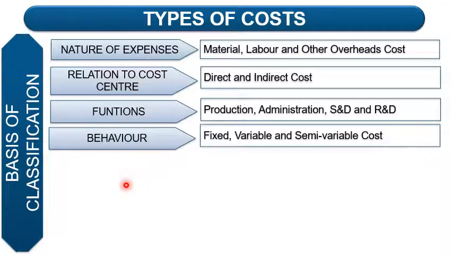Now the next is the basis of classification on behavior. Behavior means the pattern, the characteristics. Now as we have basically known about these three factors, that is fixed, variable and semi variable cost. The fixed cost does not change frequently, it hardly changes with the change in business activity, because this is a cost which is fixed.